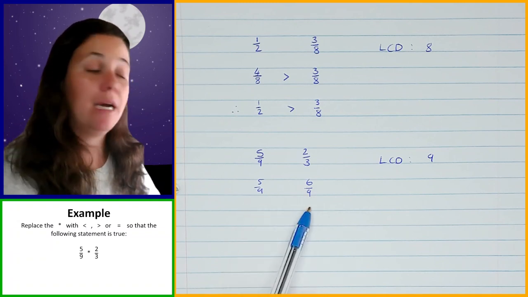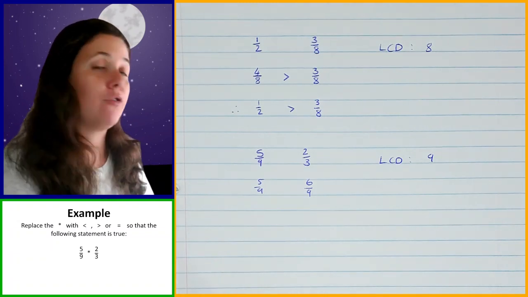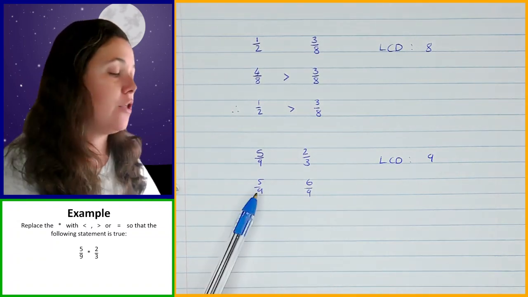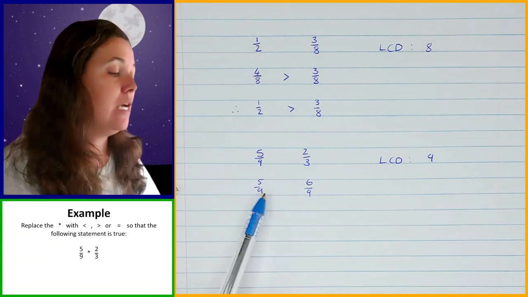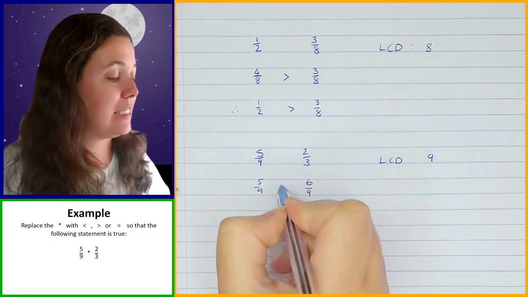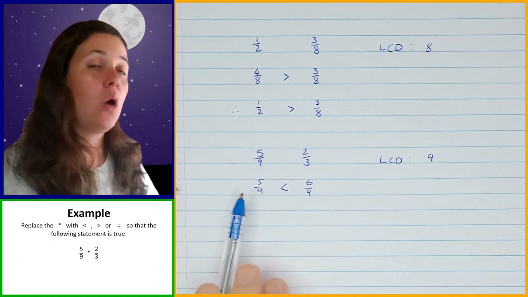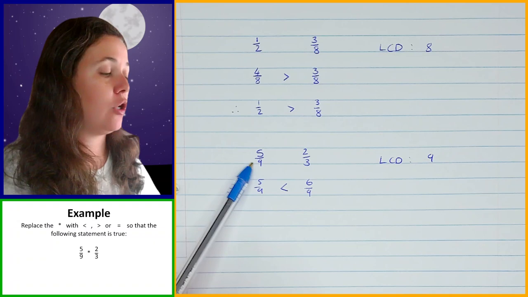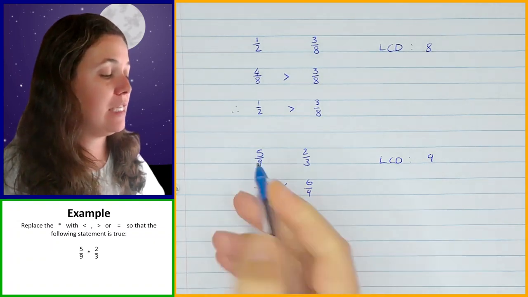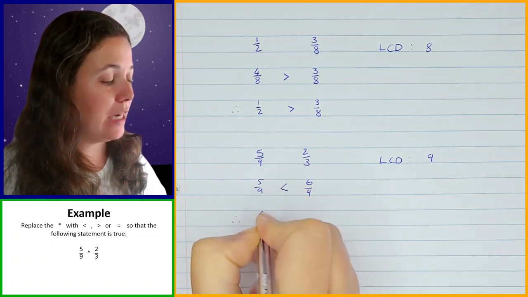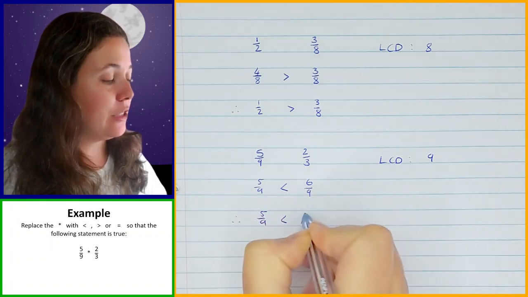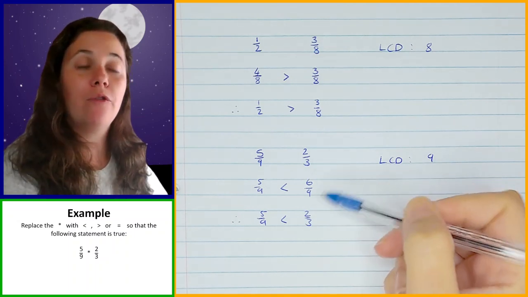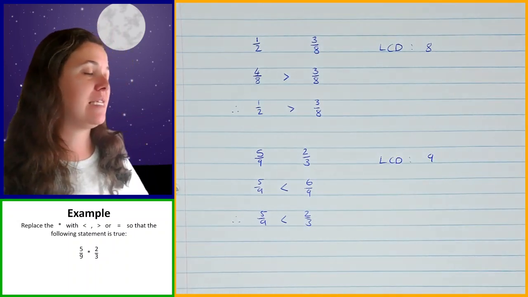Because they both are ninths, I can now compare them. I've got the same kind of fraction. Now I can compare and look at how many ninths they each are. This one is 5 ninths and that one is 6 ninths. This one is less than that. So I can say that this is less than over there. Once I know that, I then put it back to how I was given the fractions in the first place, and I was asked to compare these two fractions. Now I can say, therefore, 5 ninths is less than 2 thirds, because 2 thirds is the same as 6 ninths, because they are equivalent to each other. Okay, so that is how we do that example.